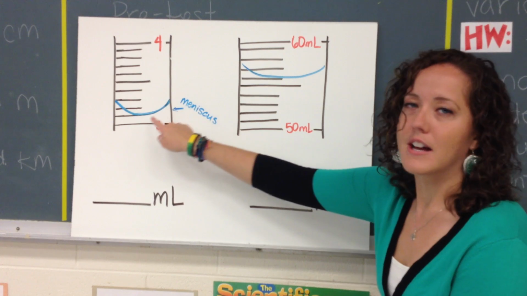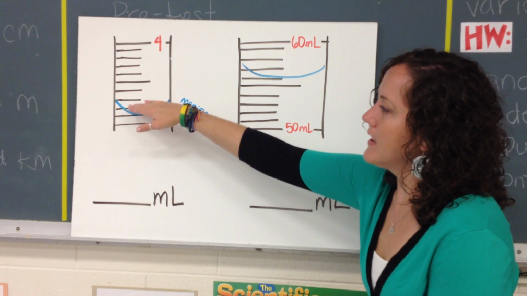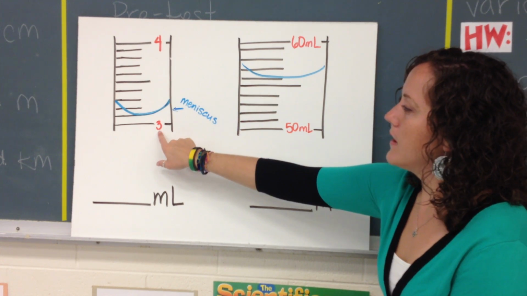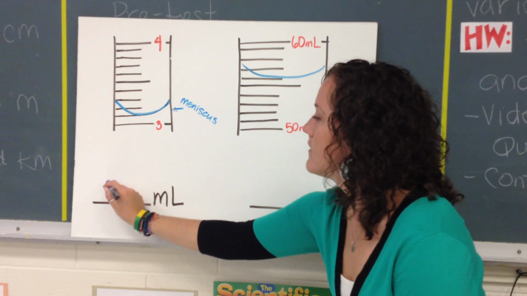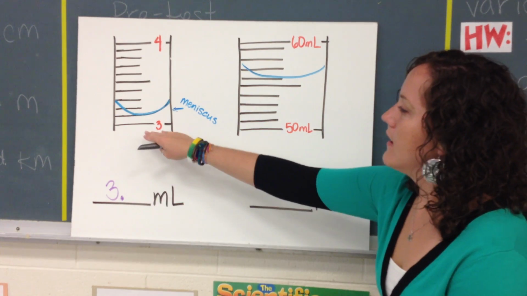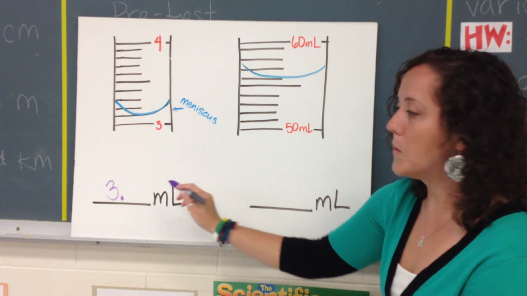So looking at the bottom of the curve, we need to see what this measurement is. Each one of these lines represents 1/10 of a liter. Okay? So if I'm between 3 and 4, I know my whole number is 3. And then I have a decimal point. It's only one line above the 3, so my decimal is going to be 1/10.